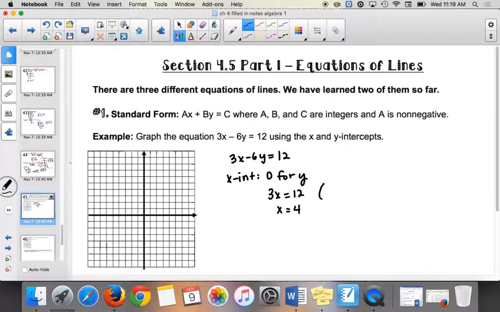So we write it as a point. We plugged in 0 for the y, and when we did, we got a 4 for the x, so it's 4 comma 0. So when I plot that, I go over 1, 2, 3, 4. I have that point. I also need to find the next point, the y-intercept, because I need 2 points in order to graph a line.